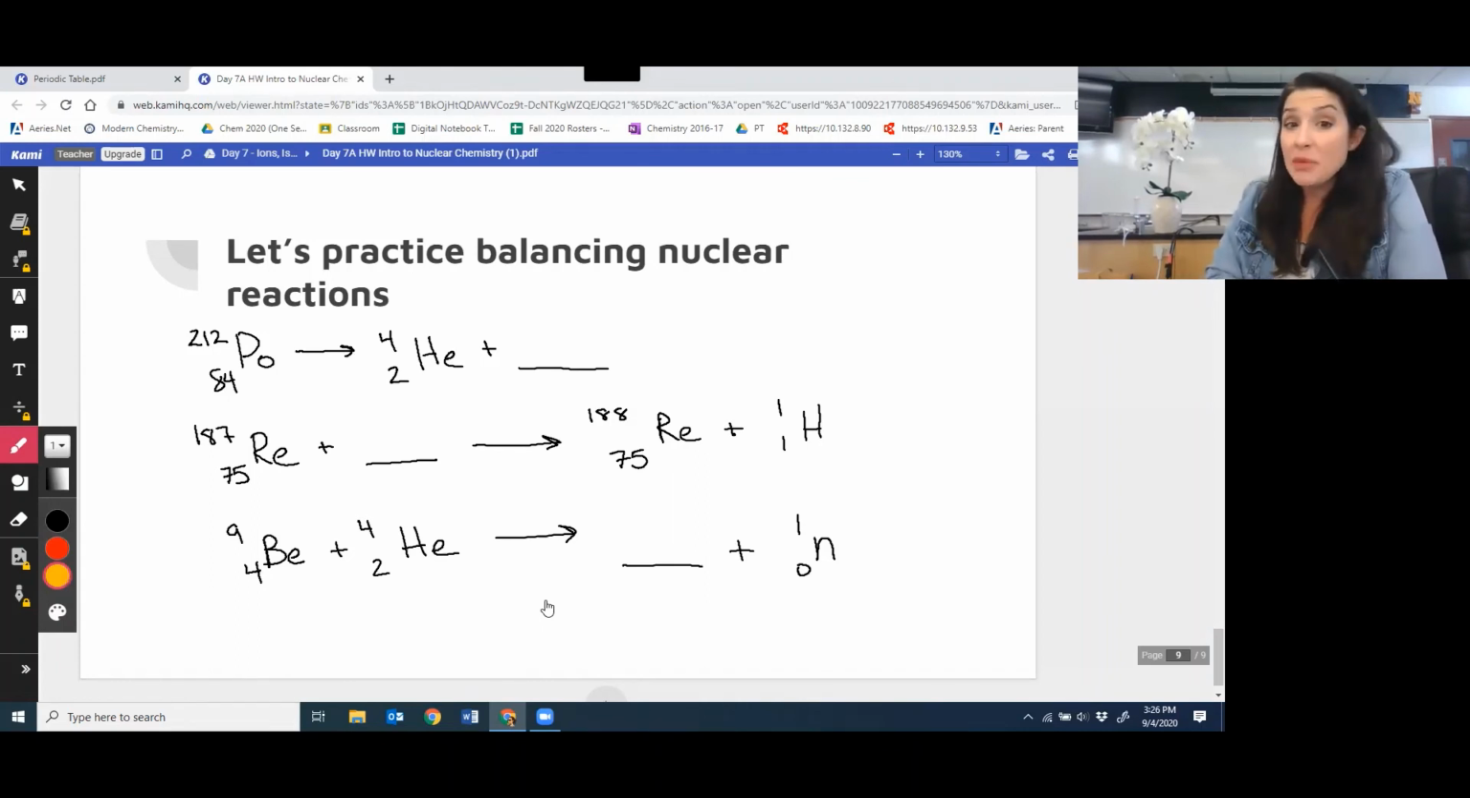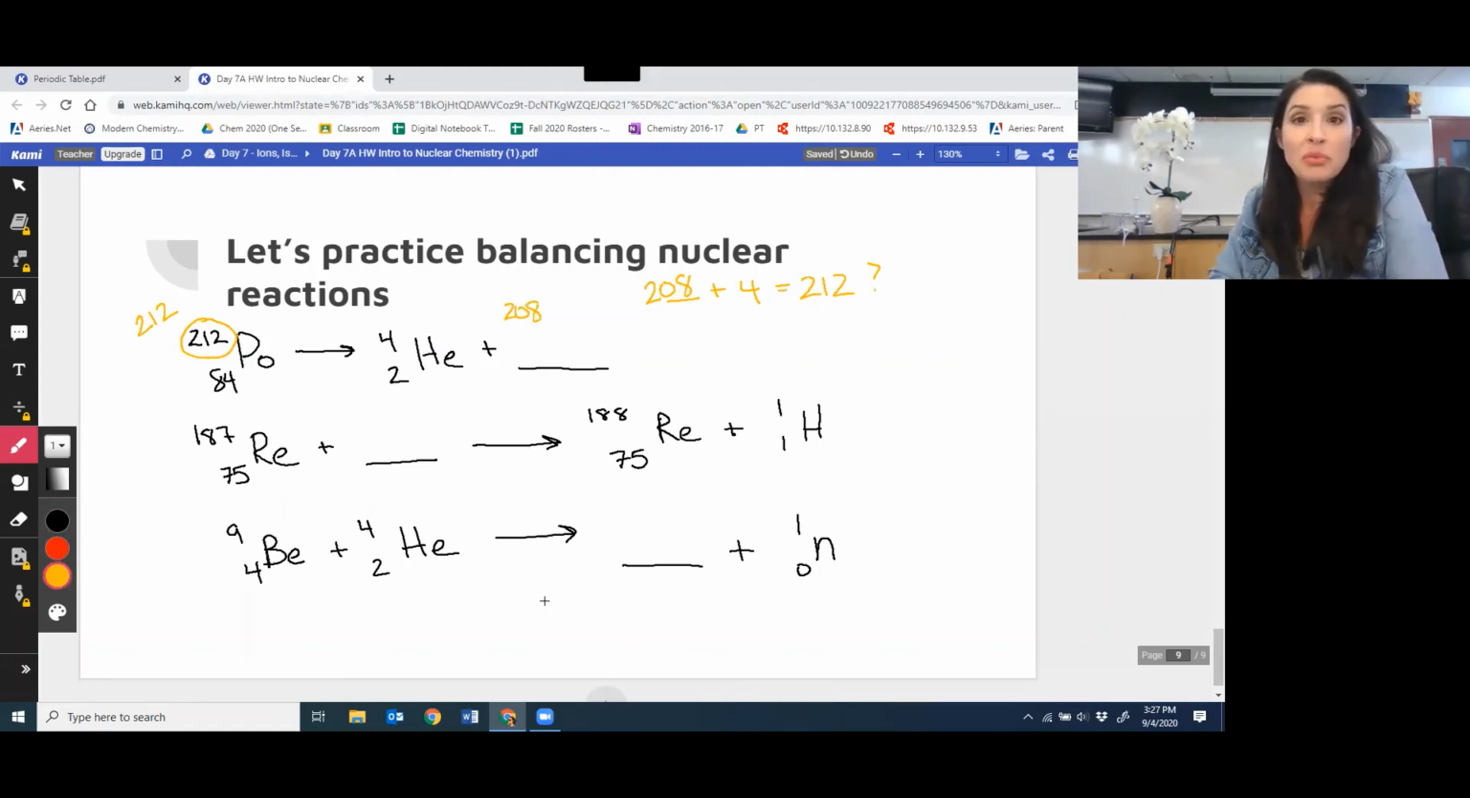The first thing I would do is determine what my mass number is on each side. On this side, I see that there's 212 total mass number. On this side, I have 4 plus something. So what is it that when added to 4 will equal 212? That's the question, and that's going to go right here. So 212 minus 4 is 208. So the number 208 is just going to go right here in my superscript.